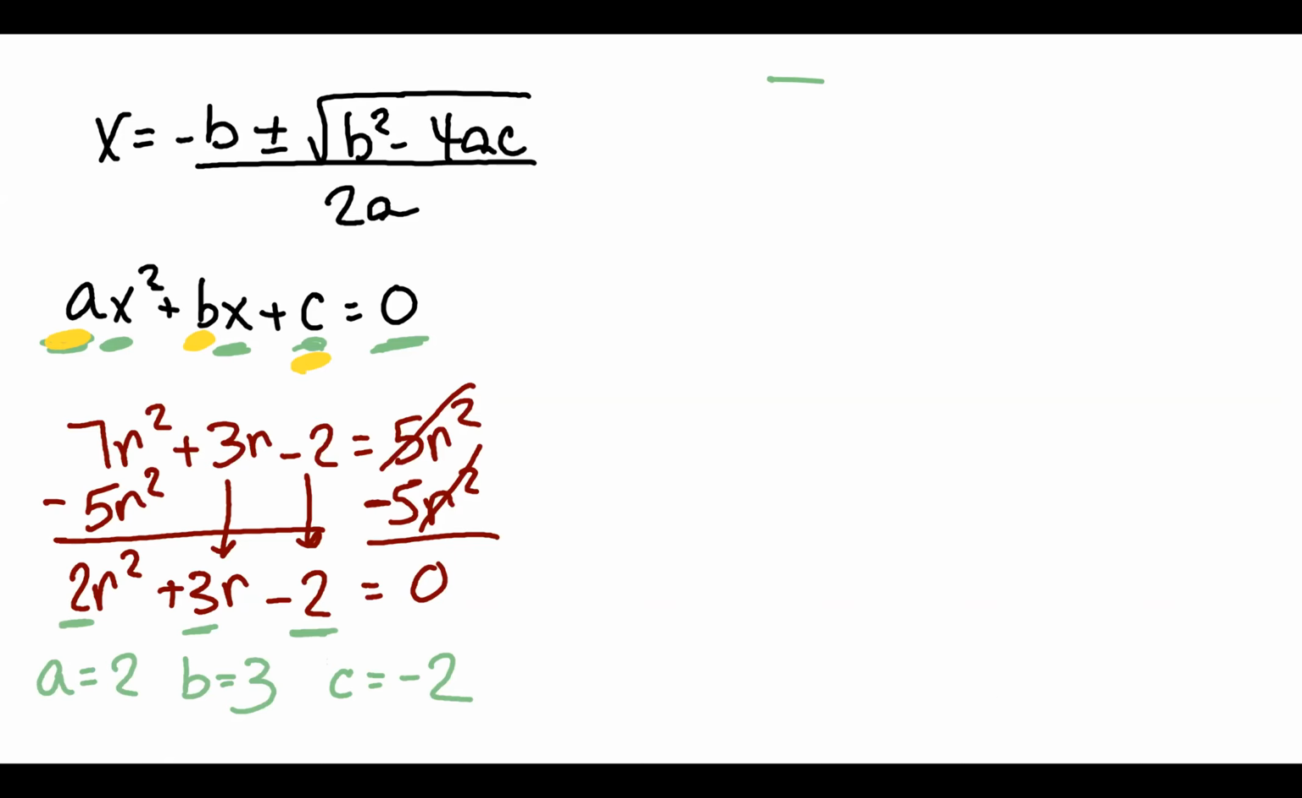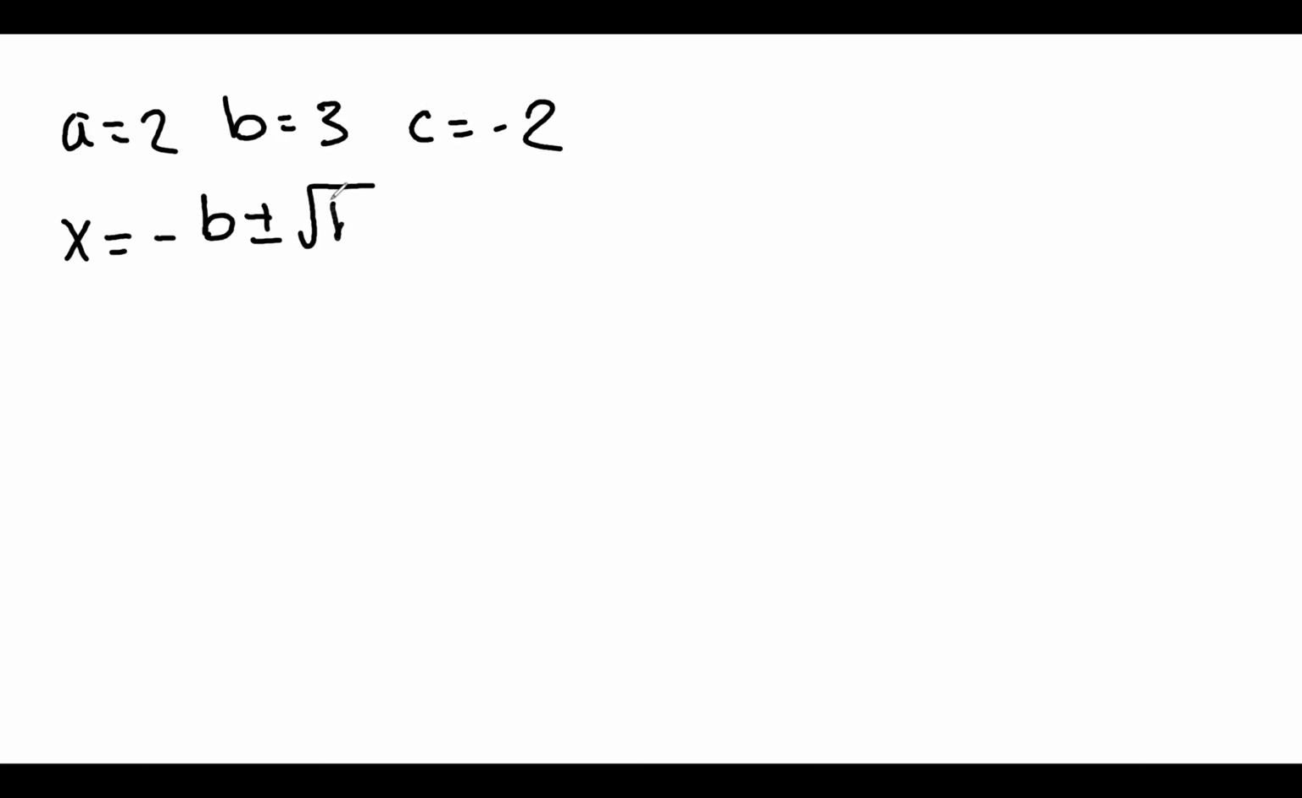Okay, I'm going to have to go to the next page now. So now I'll rewrite those, the A, B, and C. So we had A is equal to 2, B is 3, and C was negative 2. So now I'll rewrite the quadratic formula first. And now we'll plug in A, B, and C.